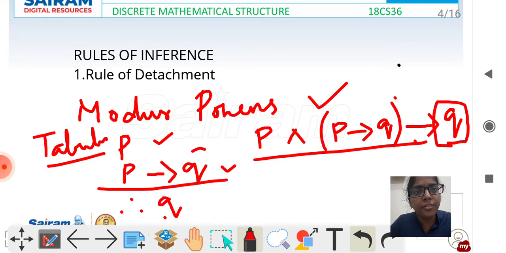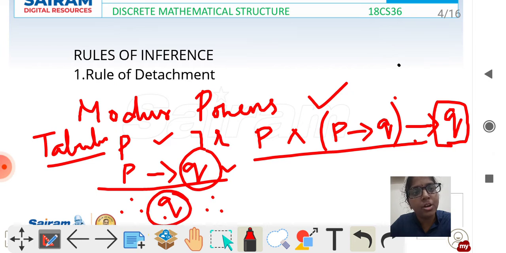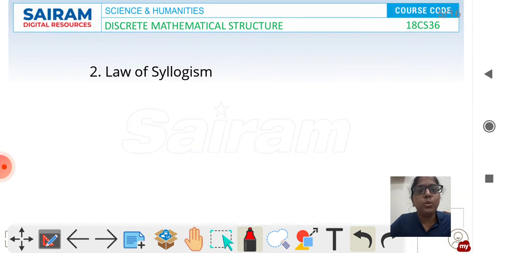Instead of Q, if you have negation R, then you have to replace Q by therefore negation R. Instead of Q, if you have negation T or anything else, whatever the value, you can replace it. These are representations only. So you have to understand the rule and use it. Okay, so this is the first rule, the rule of detachment.